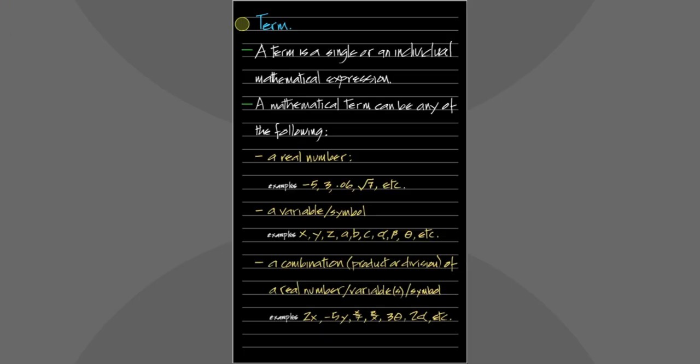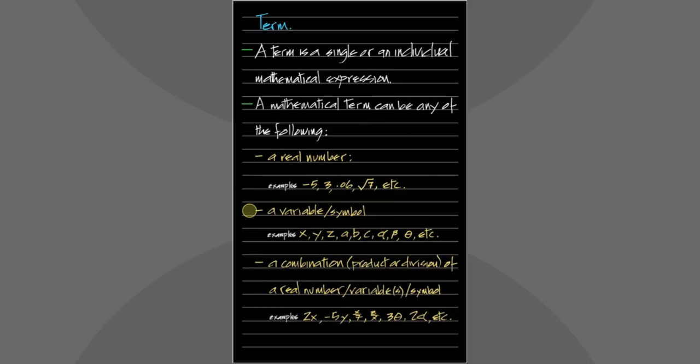Term. What is a term in mathematics? A term is a single or an individual mathematical expression. A mathematical term can be any of the following. First one is a real number. Examples: -5, 3, 0.6, radical 7, etc.